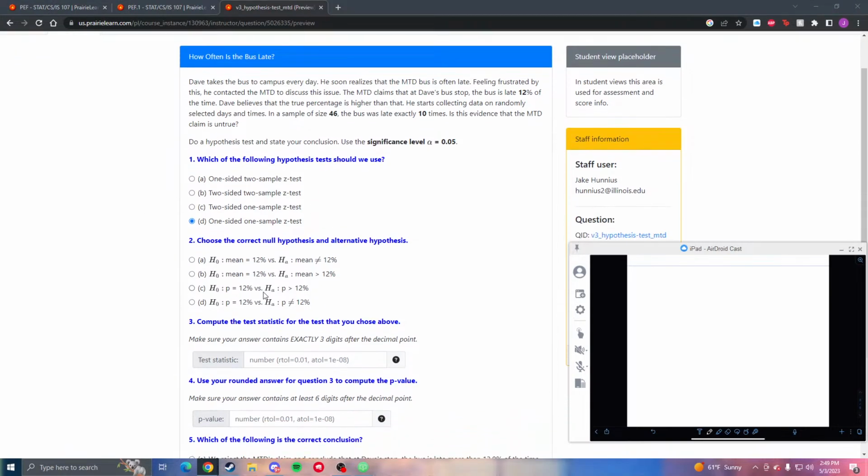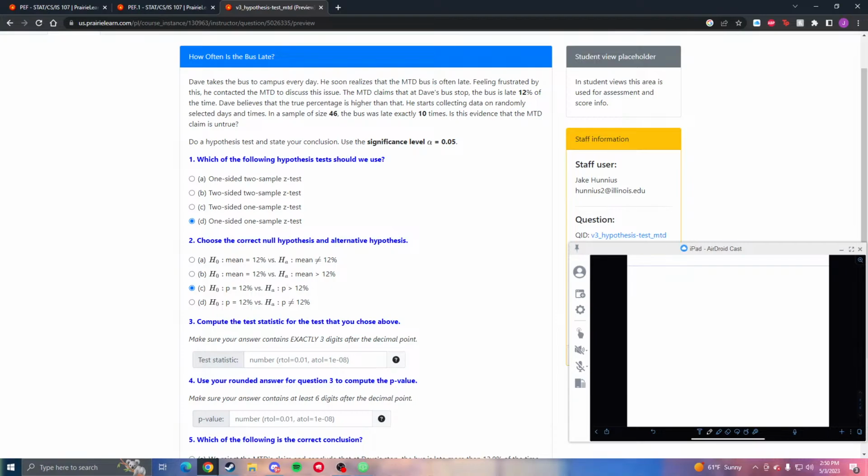So again, our true mean is what's given to us by MTD. So that's our null hypothesis. It's not mean, it's proportions because it's percentages, sorry. So our null is that it's equal to 12%. Our alternative is that it's greater than 12%.